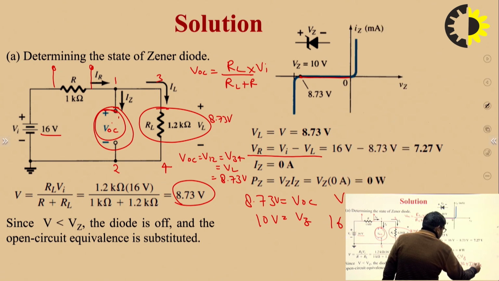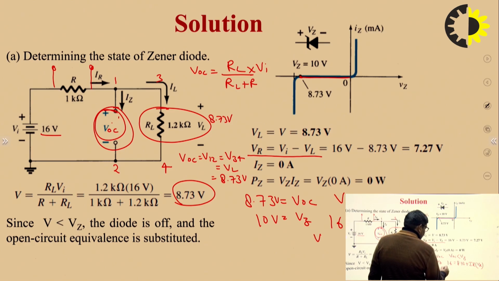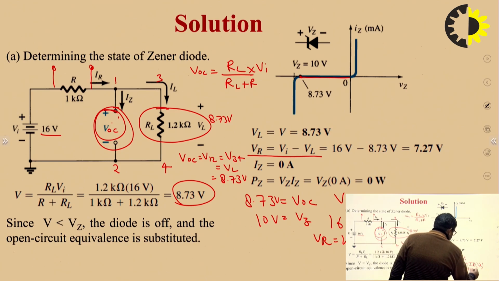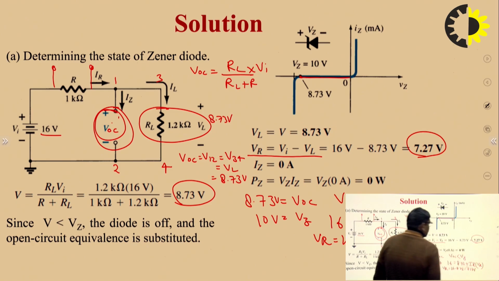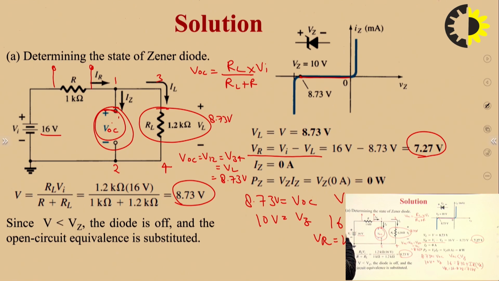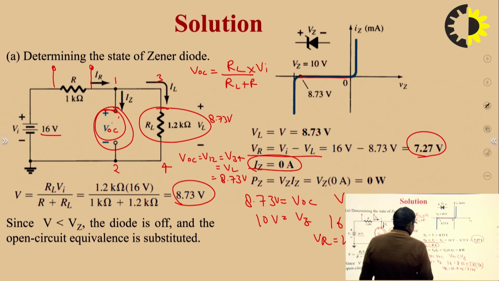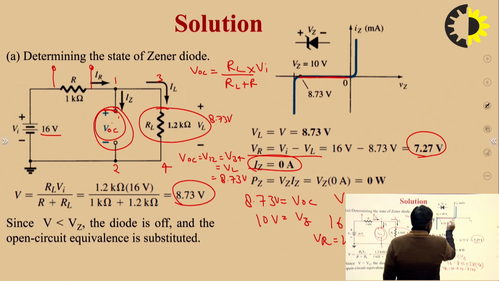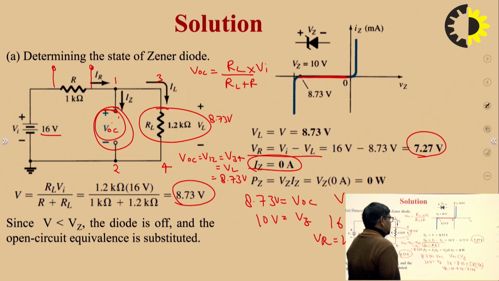So how do we find this VR voltage? VR is equal to 16 minus 8.73, which is 7.27 volt. So we easily calculate how much voltage appears when the load resistance is 1.2 kilo ohm and the open circuit voltage is less than VZ. That means IZ should be 0, because if we draw the VI characteristics of the Zener diode, 8.73 volt is here, and at that point the Zener current should be 0.